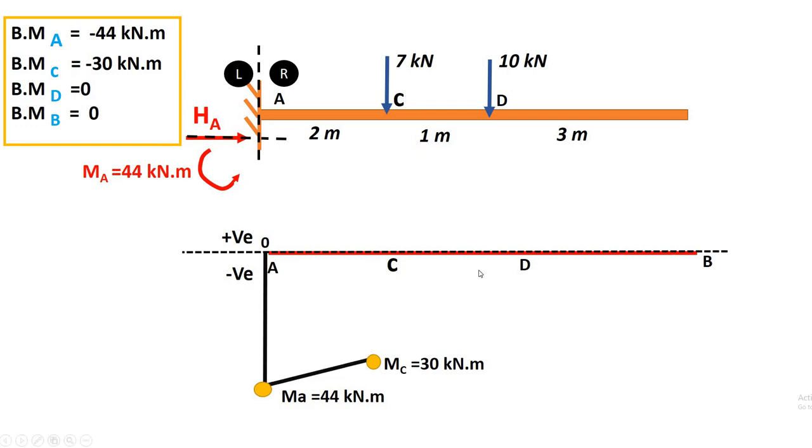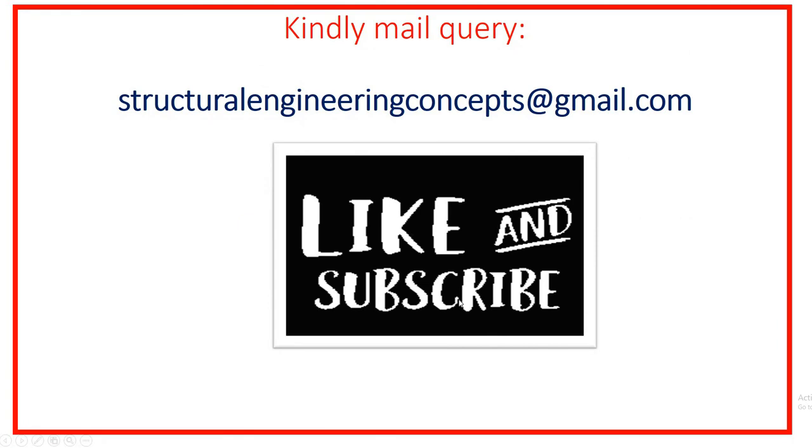At D, what is the value of the moment? The value of the moment is 0. And what about the value of the moment at B? The value of the moment at B is also 0, and our entire diagram is negative. So this is about the shear force and bending moment for a cantilever beam.